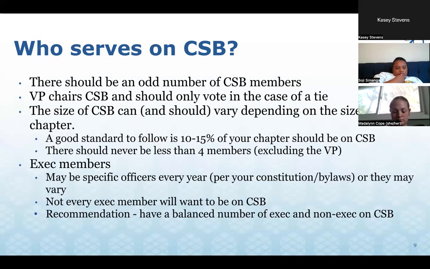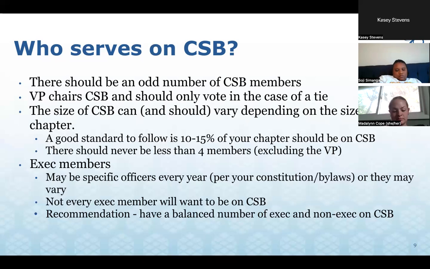Not every exec member is going to want to be on CSB, but if you are very clear in your position descriptions that the chapter treasurer will always sit on chapter standards board, then folks know as they are going to run for those positions that they will have to serve. So definitely recommend that being documented in your constitution for officer position descriptions.